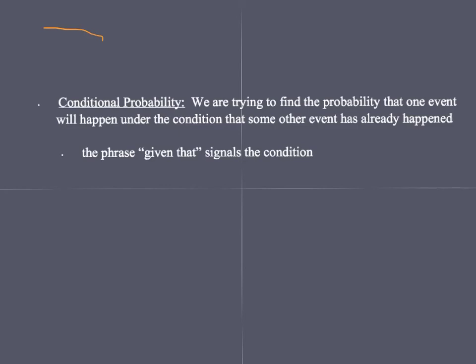Conditional probability is when we are trying to find the probability that one event will happen under the condition that some other event has already happened. The phrase "given that" signals that there's a condition. So let's say P is male and has pierced ears, given that he has pierced ears. So that would look like this: P is male, given he has pierced ears. And remember, this line right here means given that.